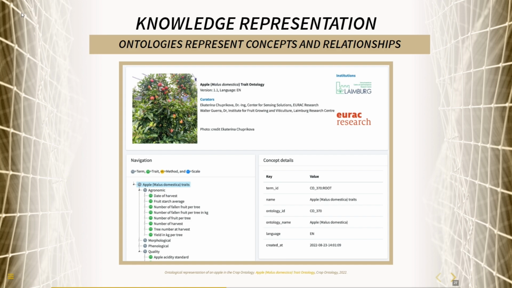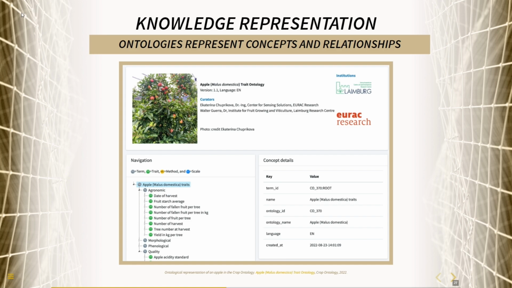And if we look on the bottom, you can see some of the variables, some of the attributes that we have about the apple. So we can think about agronomic variables, the date of harvest, the fruit starch average, and so on and so forth. We can even think about quality attributes. These are very structured concepts about the apple itself. And so it means that if I now wanted to represent a banana trait ontology, I might want to follow this similar structure.